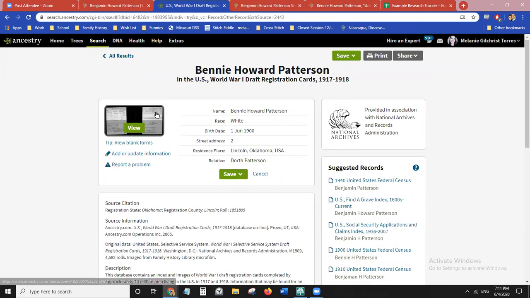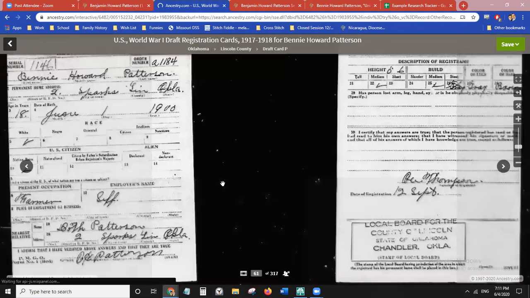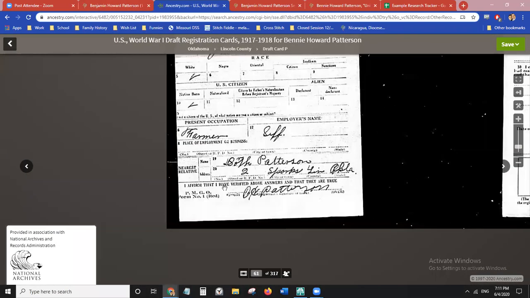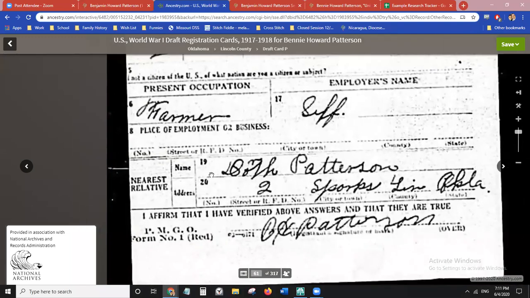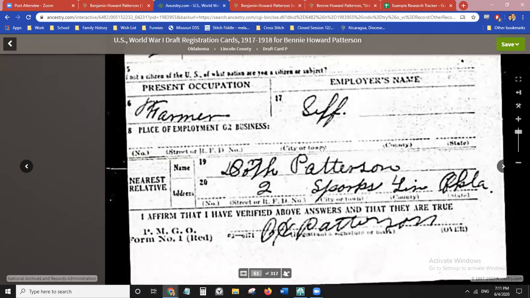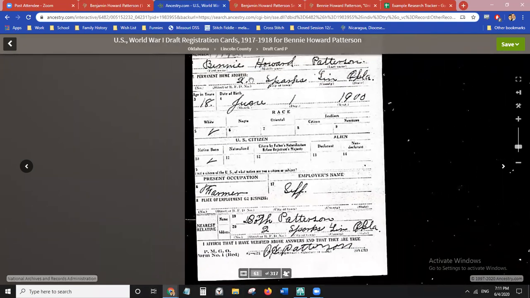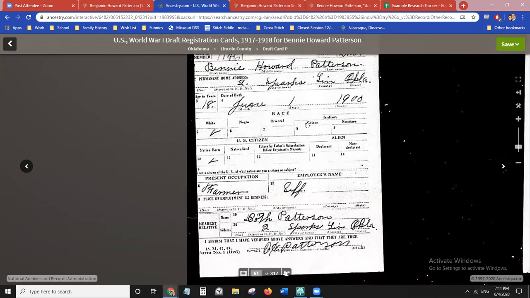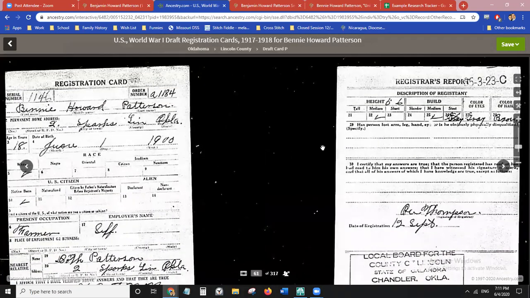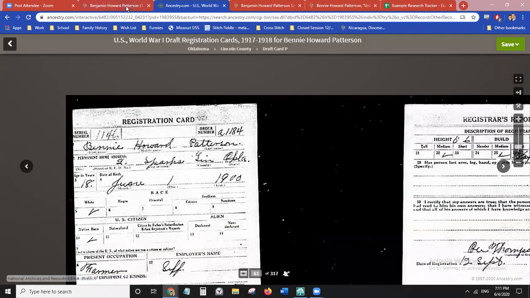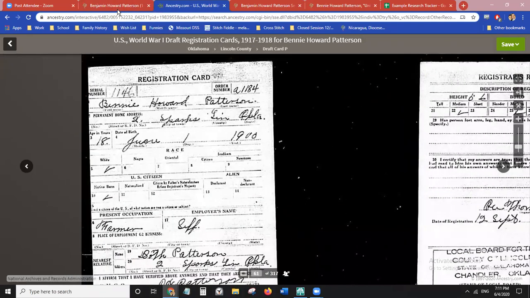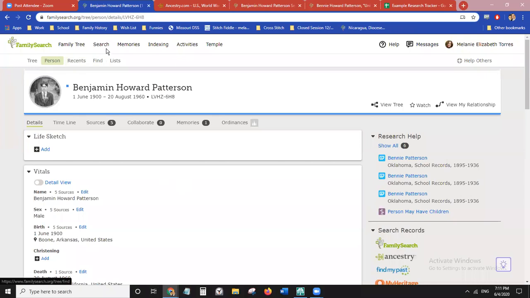But the World War I draft record, which we have attached to him on FamilySearch, lists his nearest relative as Dorth Patterson. So that could be Dorothy in the 1940 census. And we do know that Benjamin was probably married by 1917, 1918, so he would have only been 17 or 18 years old. So that's pretty young. Let's see if we can find a marriage for him.